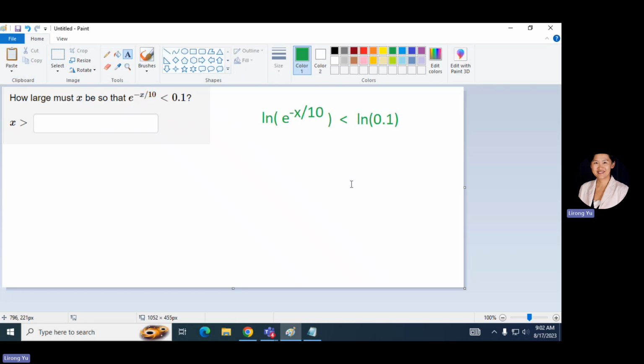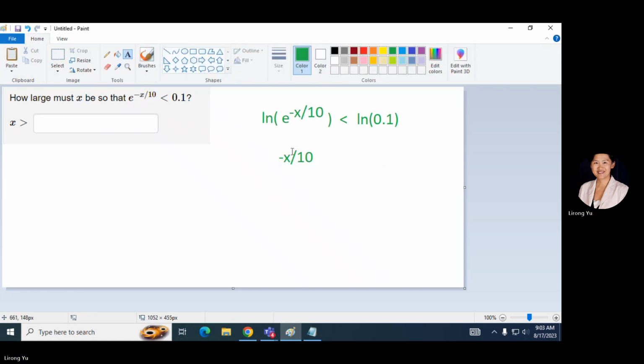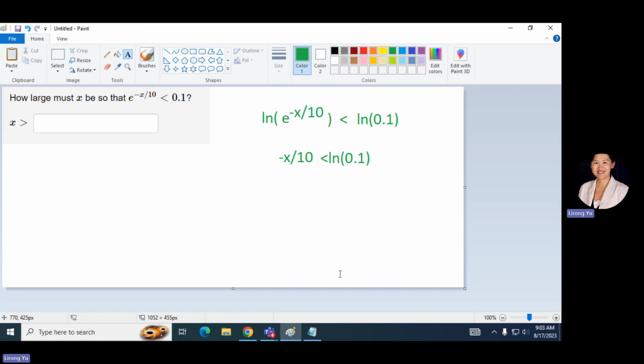After we've done that, natural log will cancel the e. So your left side of the equation will become negative x over 10, because e and natural log are inverses, so they cancel each other. So this is less than here. So this is step one. Step one, we're able to get rid of the e part of it. And then what do we do next?